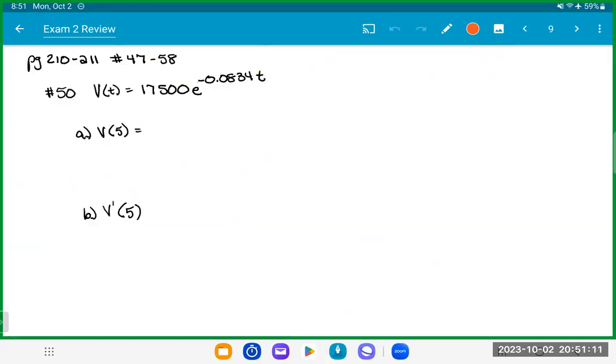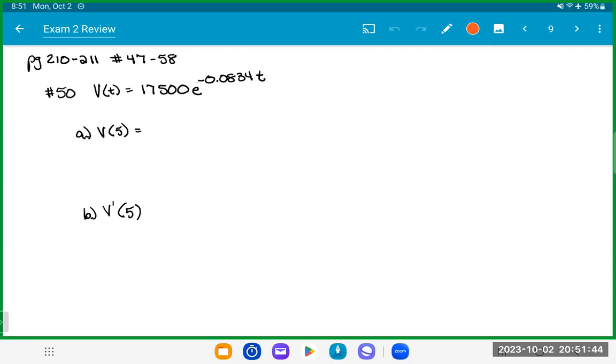All right, so this next problem is similar to page 210 in your book. And let me actually just open that to the instructions. I didn't write them on here. So problems 47 through 58, those tend to be some of the application problems. This one is problem number 50, and we're looking at depreciation.